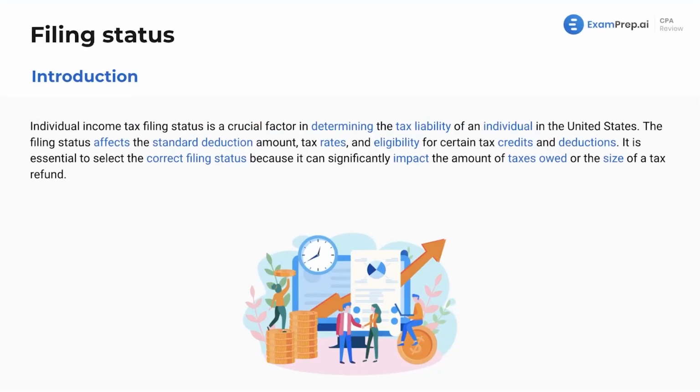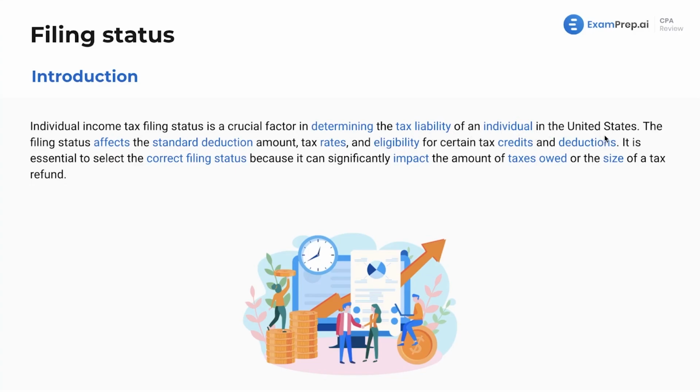We've made it to our filing status lesson. Let's dive through our introduction here and really get a good handle on all of this, because this is going to be important, not only for the exam, but hey, this will help you in your own life dealing with your own taxes. So, individual income tax filing status: this is going to be a crucial factor in determining the tax liability of an individual in the United States.